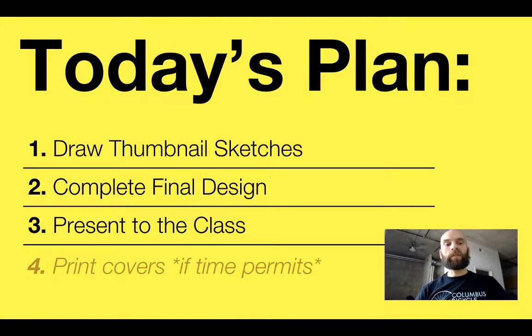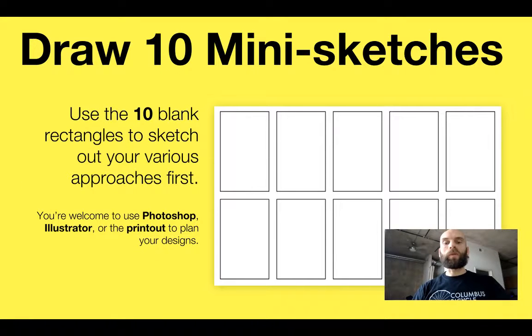So the plan for today is to take your sketches and come up with some ideas, and then take those and come up with your final design and then present it to class by Friday. So if we have time, we can print some of those out and actually see how they look on a book. So we've got this Illustrator file, which either you've got a printout of or you have the Illustrator file itself. You're welcome to use this space to put your ideas on.